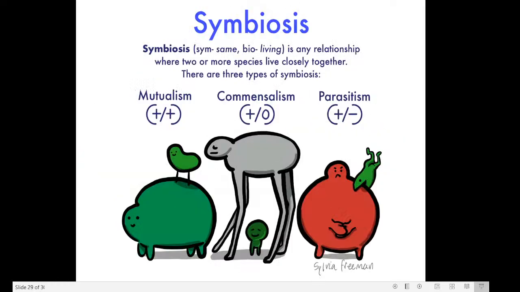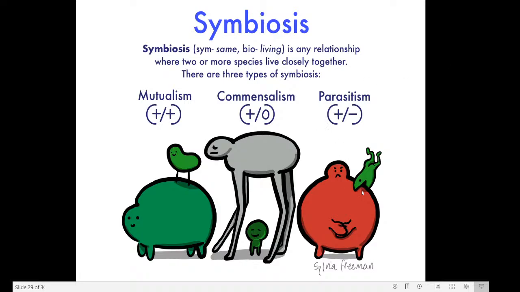In symbiosis, two or more species live closely together. Three interactions are there: mutualism, commensalism, and parasitism. In mutualism, both species benefit; one animal and another animal live together and both get benefit. In commensalism, one gets benefit, for example living in the shade, but the other animal is not affected. It is neutral, it does not get affected and does not get benefit.